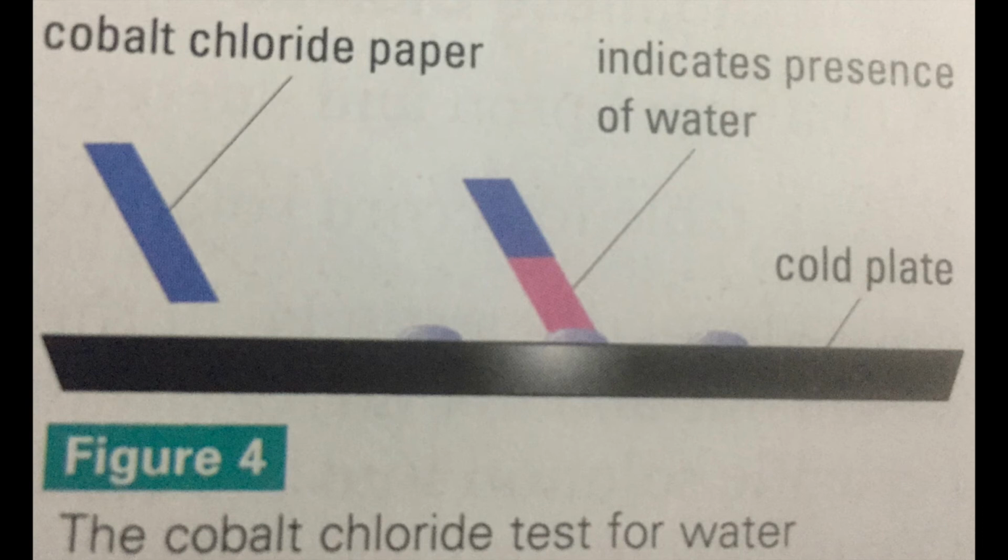Hold a cold surface near the suspected water vapor. Touch a piece of cobalt chloride paper to any liquid that condenses. If the paper changes from blue to pink, water is present. K. Is it likely that there would be water vapor in the cylinders? Why?